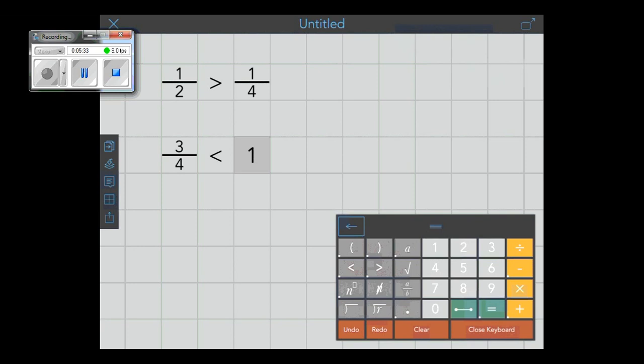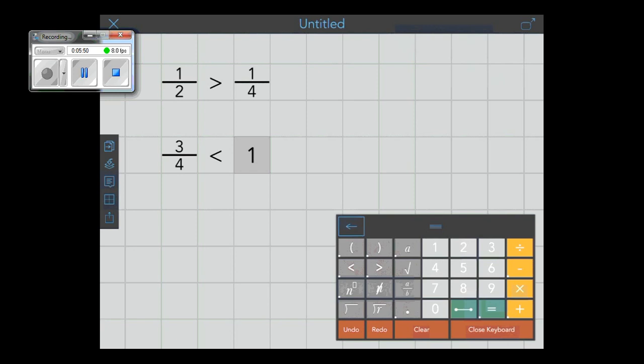So that is how you use ModMath to do long division, to write fractions, and use the comparison symbols. You can then again continue on adding, dividing, multiplying, subtracting fractions like you would normally, like you saw in the previous video.